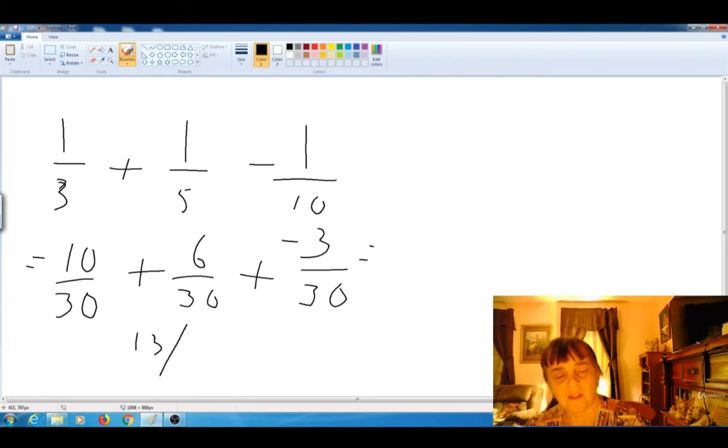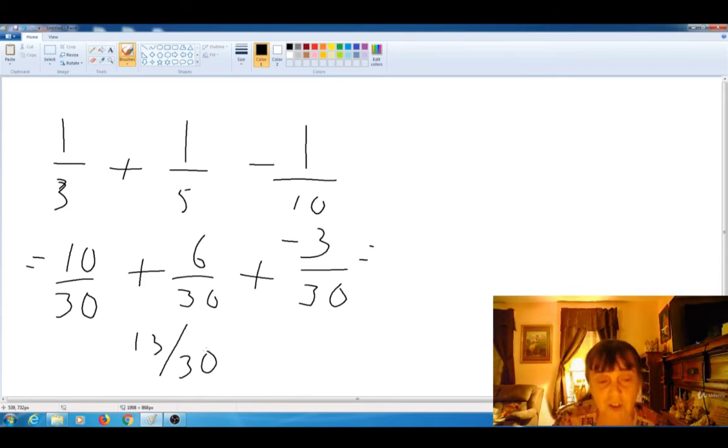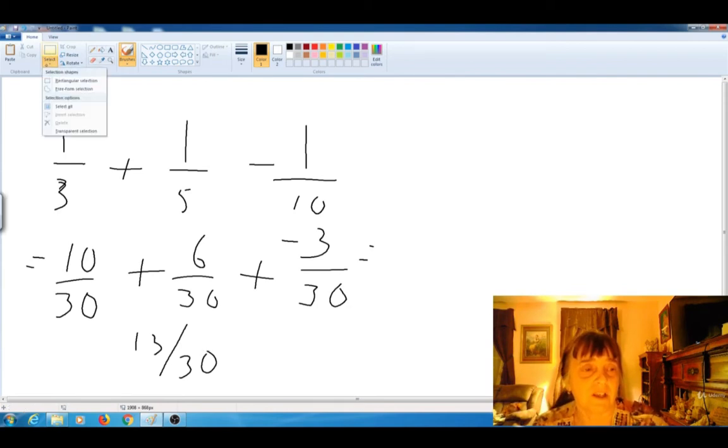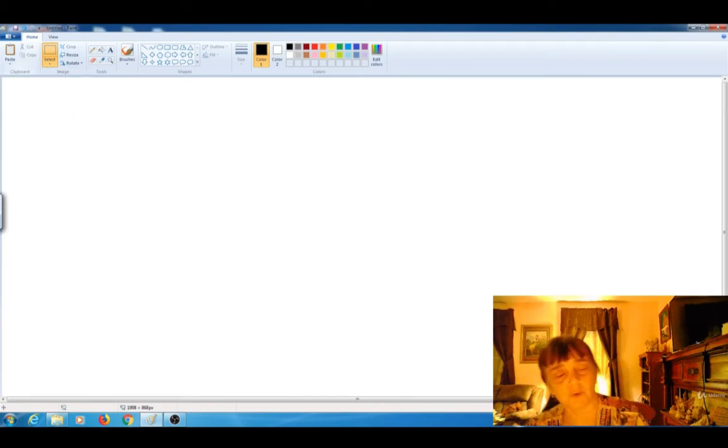13 thirtieths. But 13 won't divide by 30, and 30 won't divide by 13. And that's a proper fraction because the numerator is less than your denominator. Anytime the numerator is less than your denominator, it's called a proper fraction. If the numerator is greater than or equal to your denominator, it's an improper fraction. And if they're both equal to each other, then it's just one. Now I'm going to make a new screen, okay? And that's adding unlike fractions.